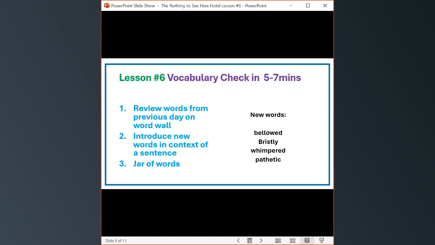Then for our game today, we're going to use the jar of words. So all the words from the unit are in the jar, and invite a child up and they can either use words or actions to help the class guess the word that they were talking about, but they cannot say the word itself. You can repeat this until all the words in the jar are gone.